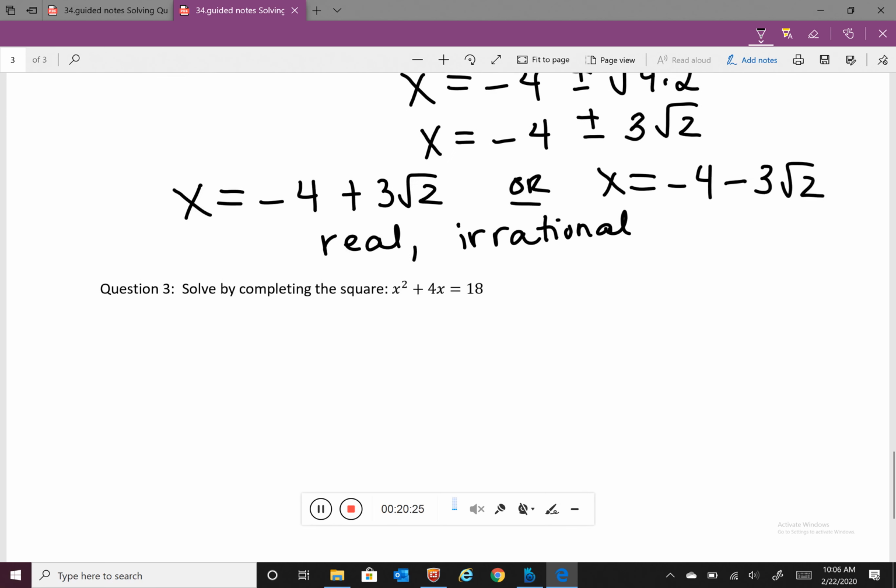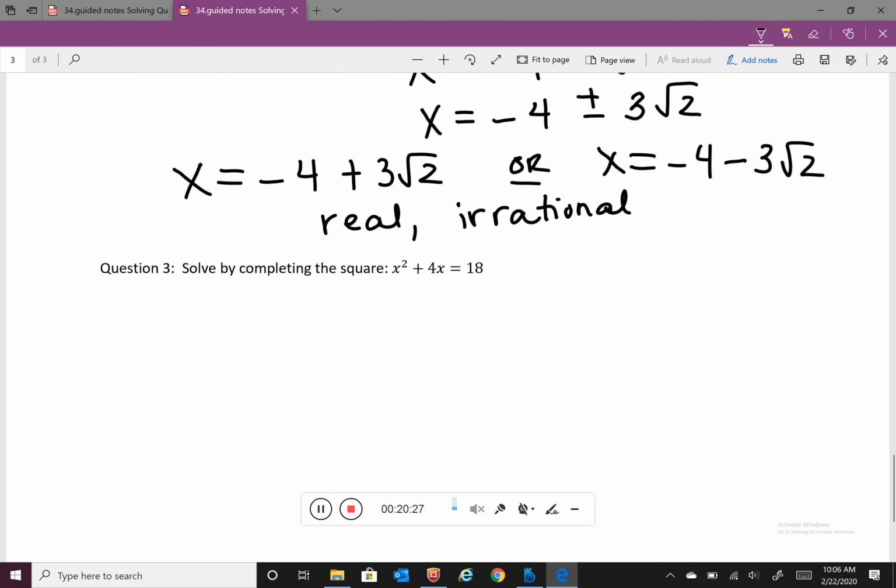So your last question to tackle is you're going to solve by completing the square. And notice your variable terms are on the left side and your constant term is on the right. So you are in good shape to be able to solve this.